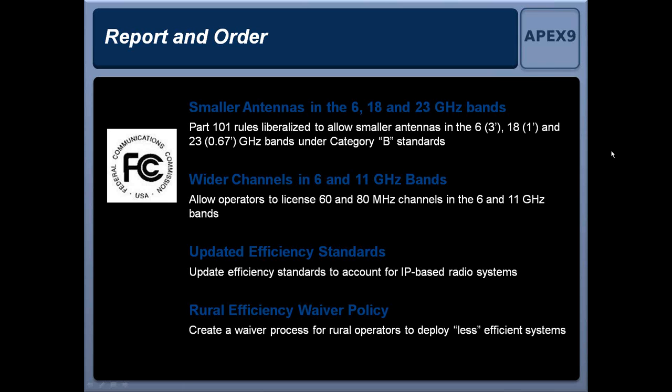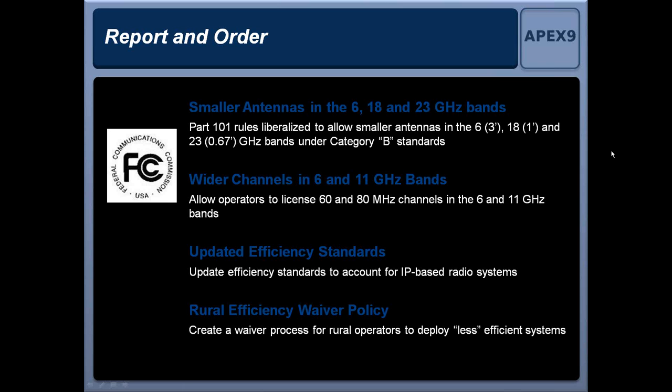So here is the top-level executive overview of the changes that were implemented on August 3rd. The first thing that's big for everyone is smaller antennas in the 6, 18, and 23 gigahertz bands. This is something that has been discussed over the last 5 or 6 years.